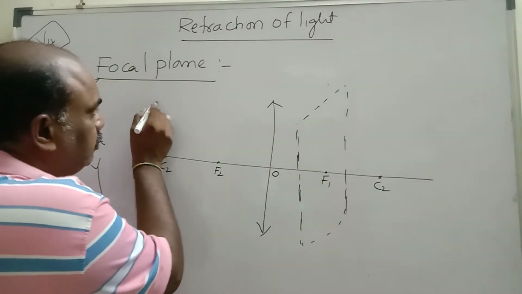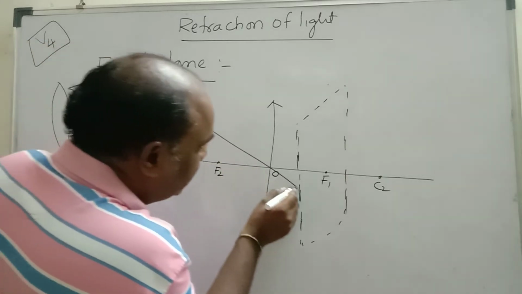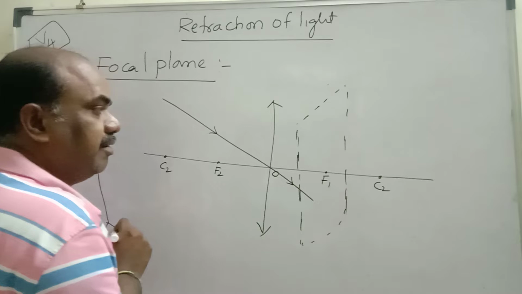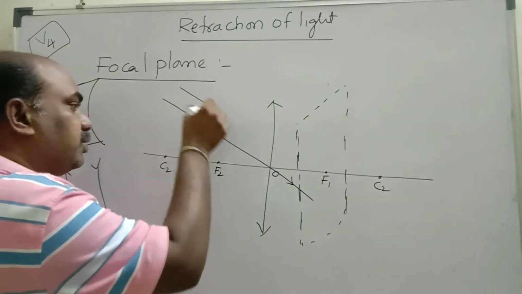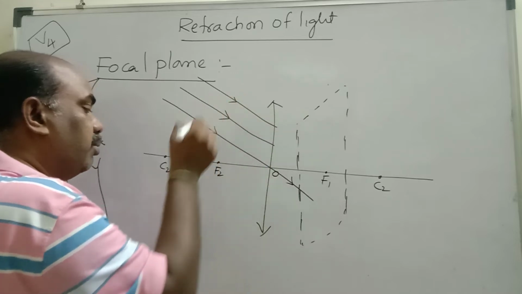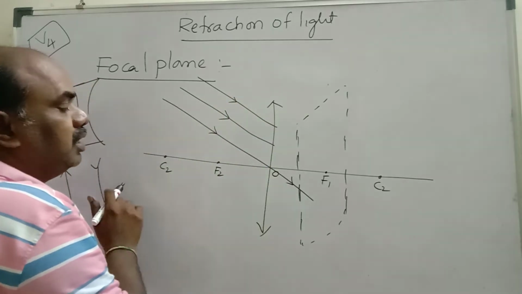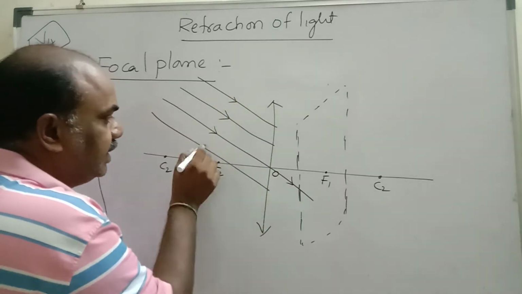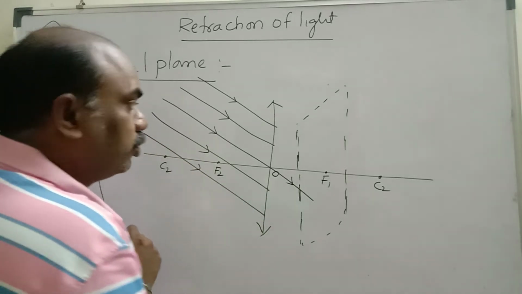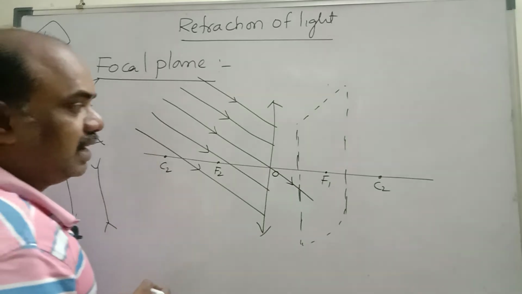Now say one incident ray is coming like this through the optic center. It will be undeviated. The ray that goes through the optic center will be undeviated. Above this line I am taking two parallel incident rays, and below it two more. These are all incident rays coming from a source. Let us consider the sun.